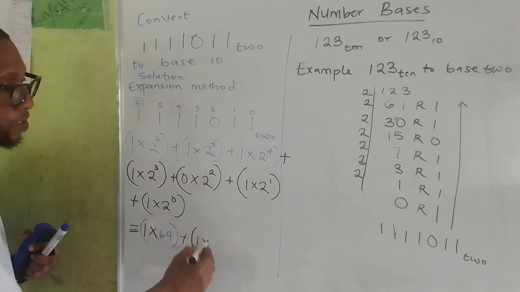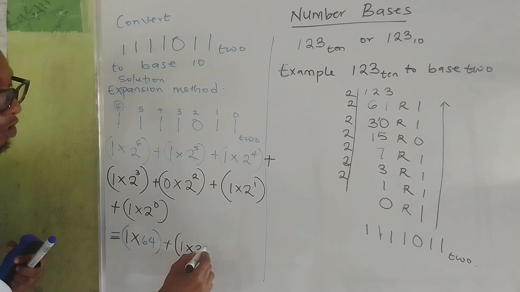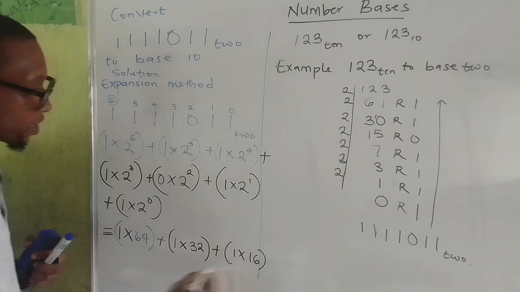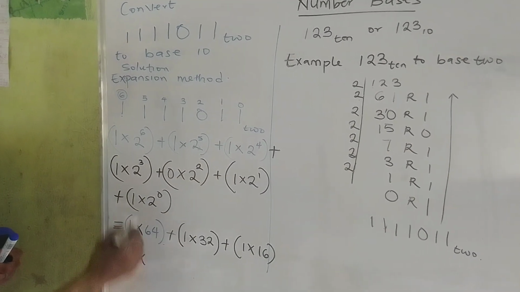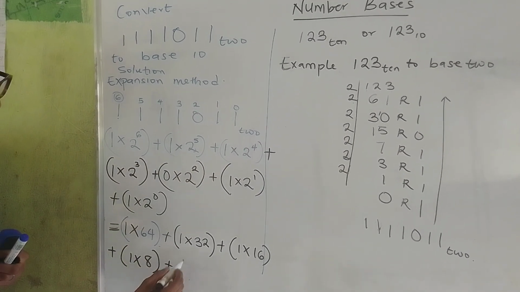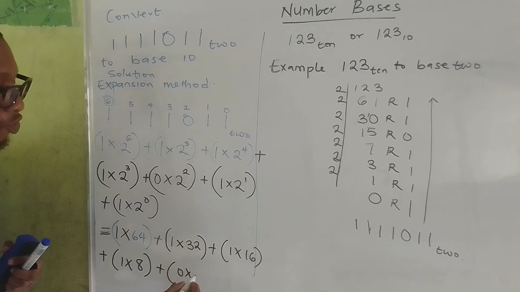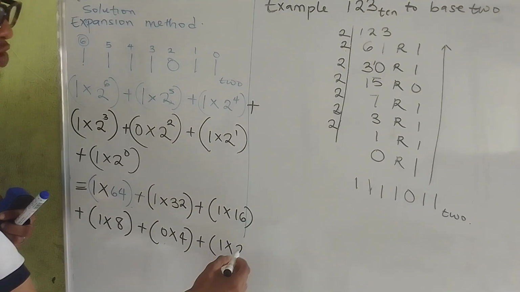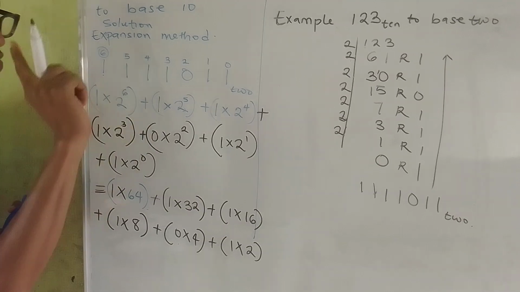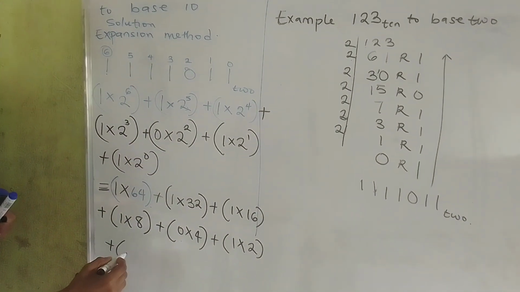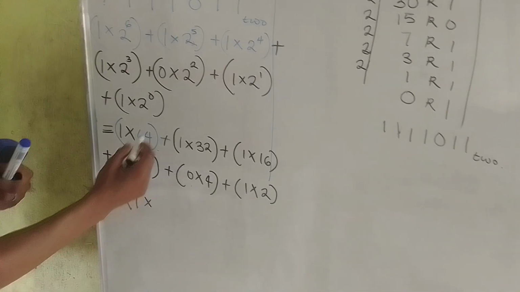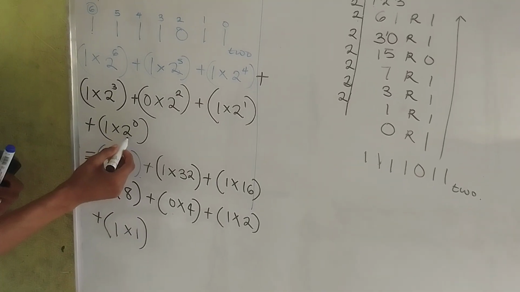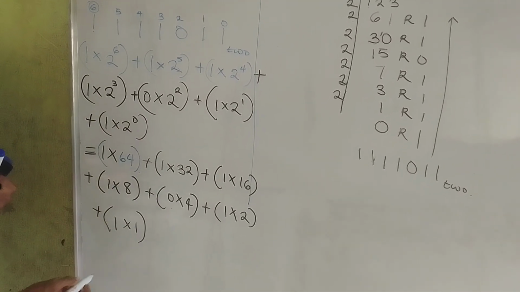So I have 1 times 2 to the power of 5, just like we did. We find out 2 to the power of 5 is 32. Plus 1 times 2 to the power of 4, you find out is 16. Plus 1 times 2 to the power of 3, you find out is 8. Plus 0 times 2 to the power of 2, you find out is 4. Plus 1 times 2 to the power of 1, you find out is 2, because 2 appeared once. Plus, if you remember in mathematics, a number that is not 0, raised to the power of 0 is equal to 1.